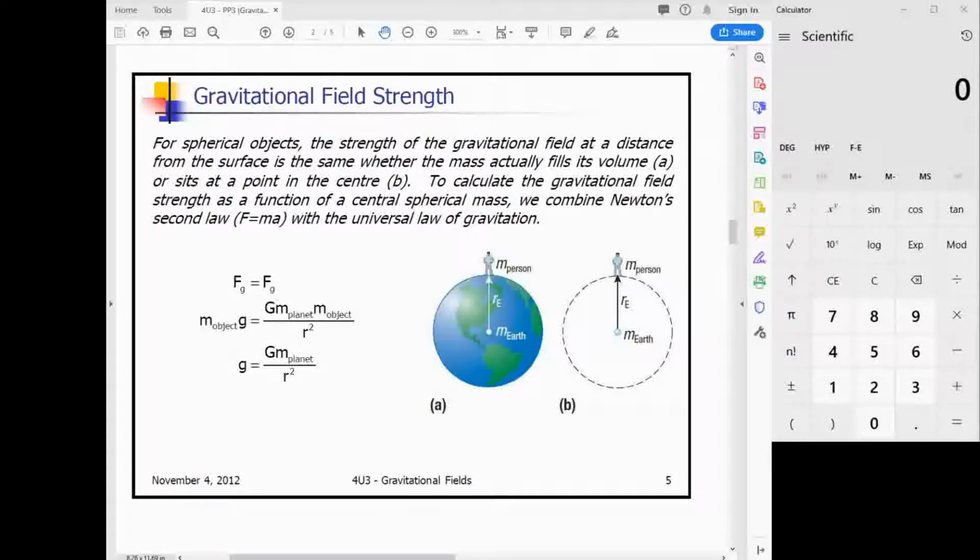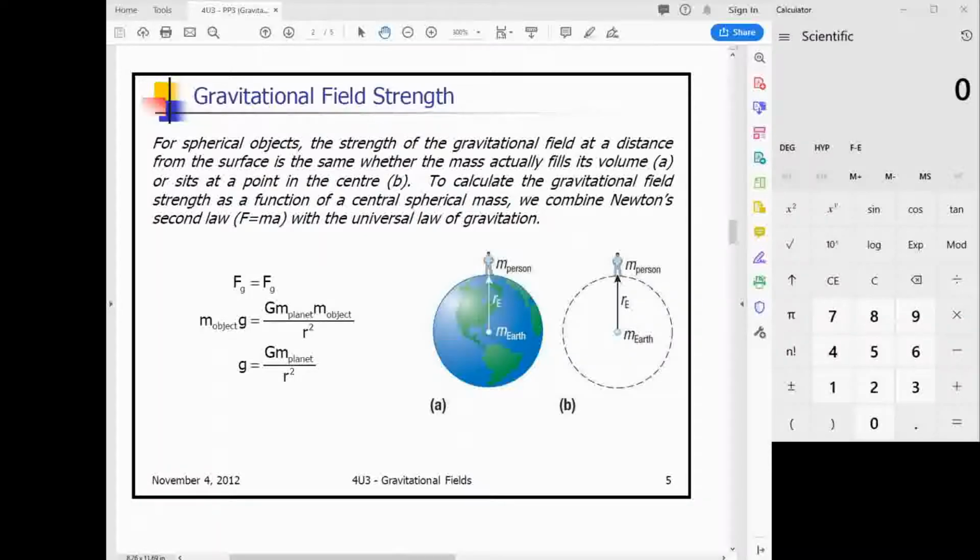So here it says for spherical objects, the strength of the gravitational field at a distance from its surface is the same whether the mass actually fills its volume or it sits on a point in the center. So to calculate the gravitational field strength as a function of a central spherical mass, we can use Newton's second law with the Universal Law of Gravitation. We did this in the previous lecture when we figured out the gravitational field strength of Eris.